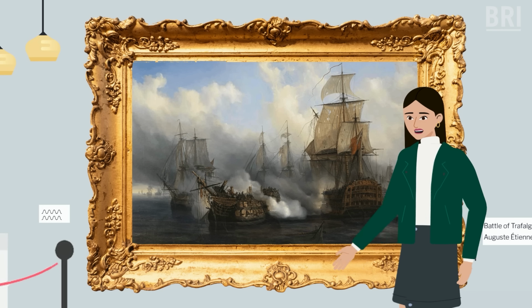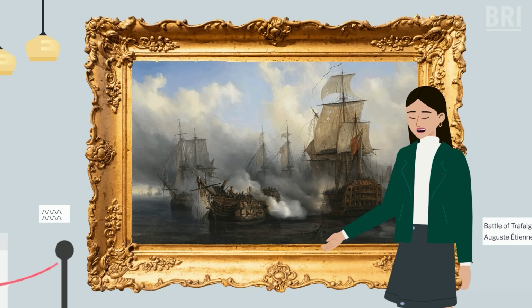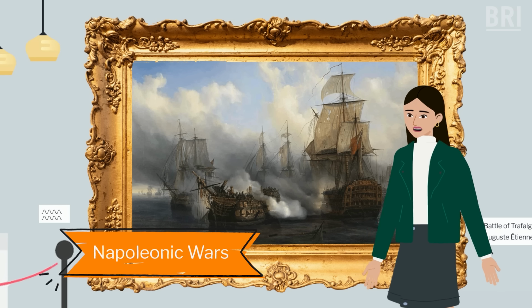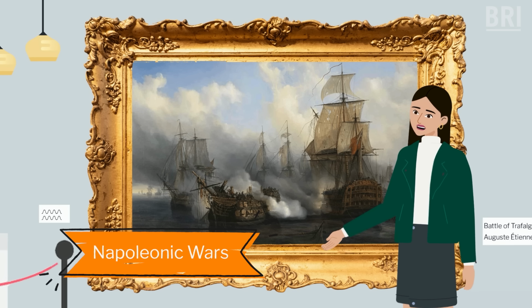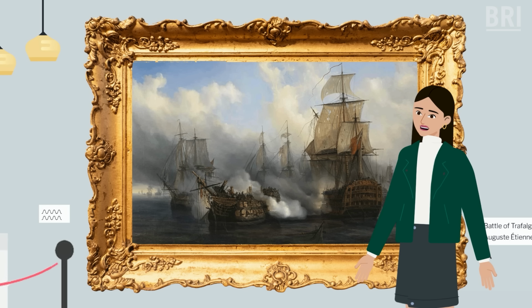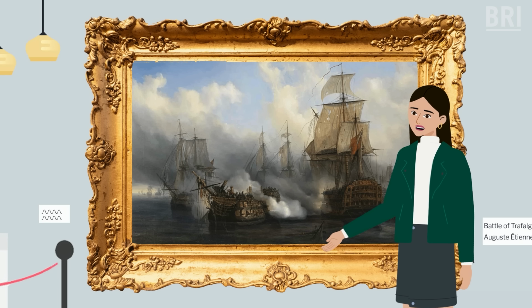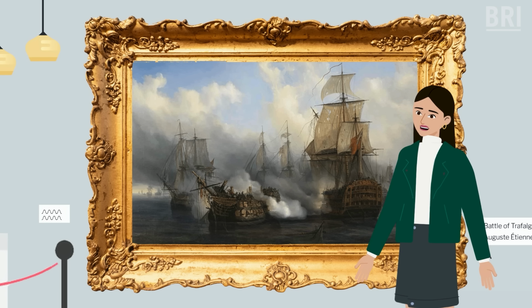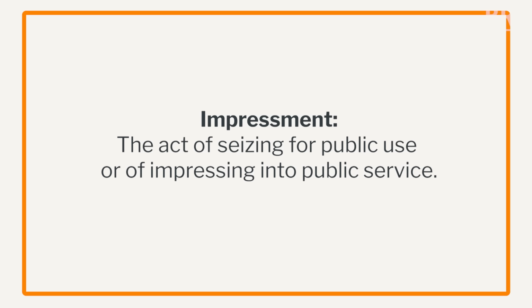That's right. Across the Atlantic, Britain and France were at war. This set of conflicts was called the Napoleonic Wars. Both France and Great Britain wanted to stop the United States from trading with the other side. British ships were even seizing American sailors and forcing them into service in the British Navy. This is called impressment because the sailors were being pressed into service.